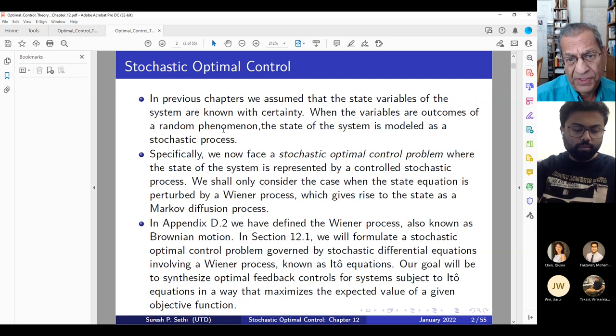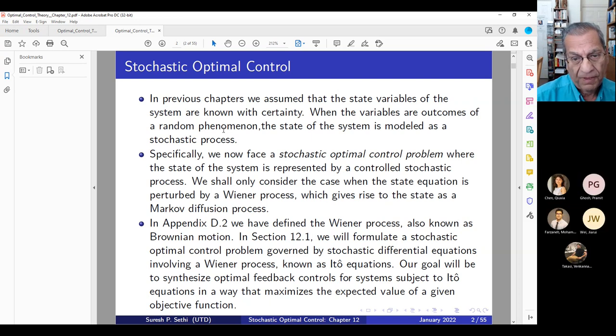In previous chapters, we assumed that the state variable of the system are known with certainty. So what we now do is the state variable itself becomes a stochastic process. That means it evolves over time by some randomness that is there in the environment.